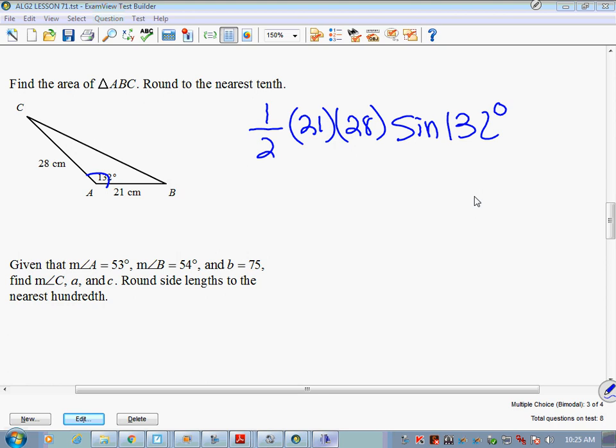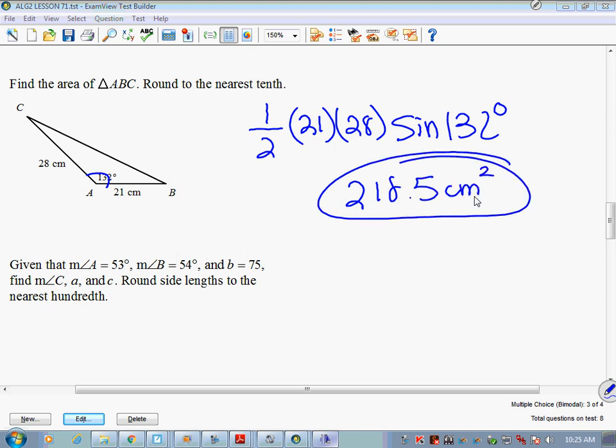And as soon as we're done with these 2 questions, I'll send you that ebook. 218.5 centimeters squared. Okay, how many of you got that answer? Got that same thing? Very good.